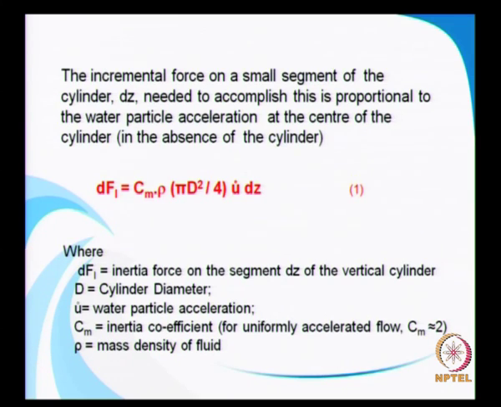So, I can simply say that the force acting on that particular element dz is equal to Cm, that is the empirical coefficient of inertia, where a certain degree of uncertainty prevails as stated earlier, into mass density, pi D square by 4, and you have the acceleration coming into the picture. So, this is your inertia force, and the inertia force coefficient would also vary. Other terms are given here.